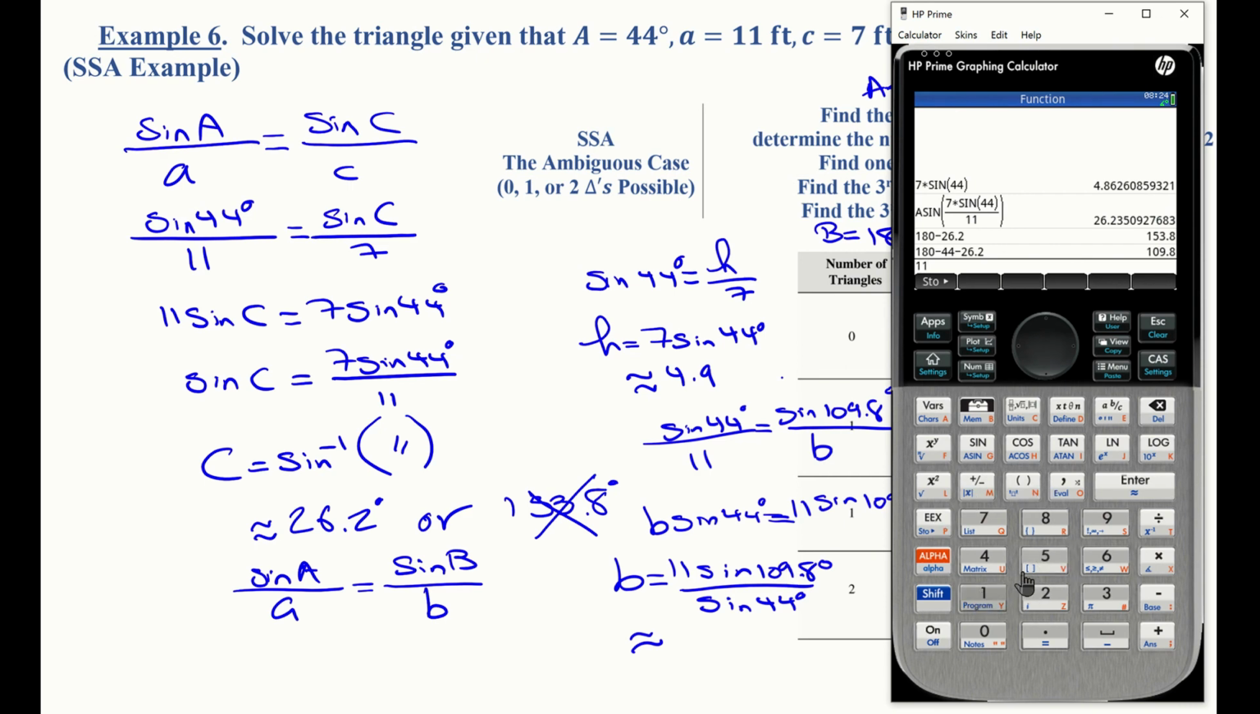So 11, let's go ahead and clear first. All right, so we'll start with parentheses. 11 times sine of 109.8 and we will divide that by sine of 44.